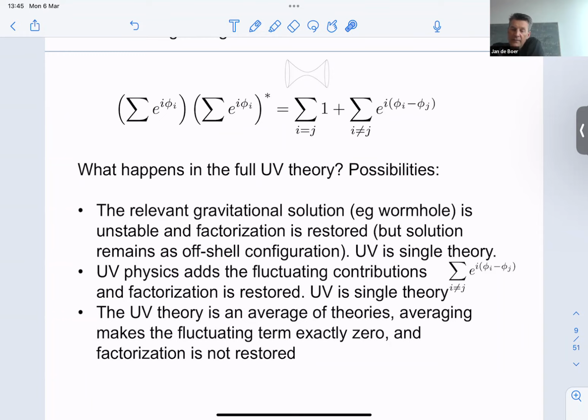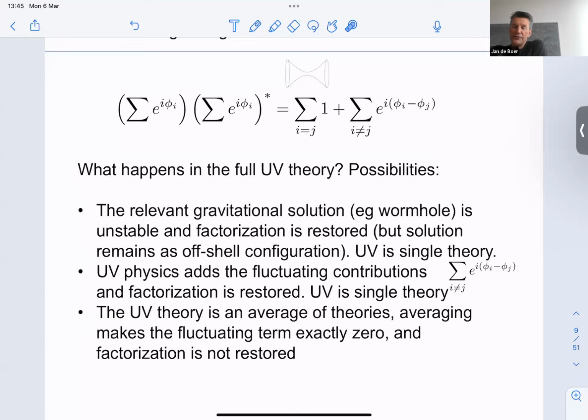The second possibility is that somehow the UV physics, the high energy physics, adds back all these fluctuating pieces, that these are somehow complicated new gravitational solutions that involve UV ingredients, and there are many of them. And if you add all these extra little pieces back, somehow we get this as the full answer, where this is the semi-classical answer and these are kind of quantum corrections that one needs to add. And that is the way that factorization gets restored.